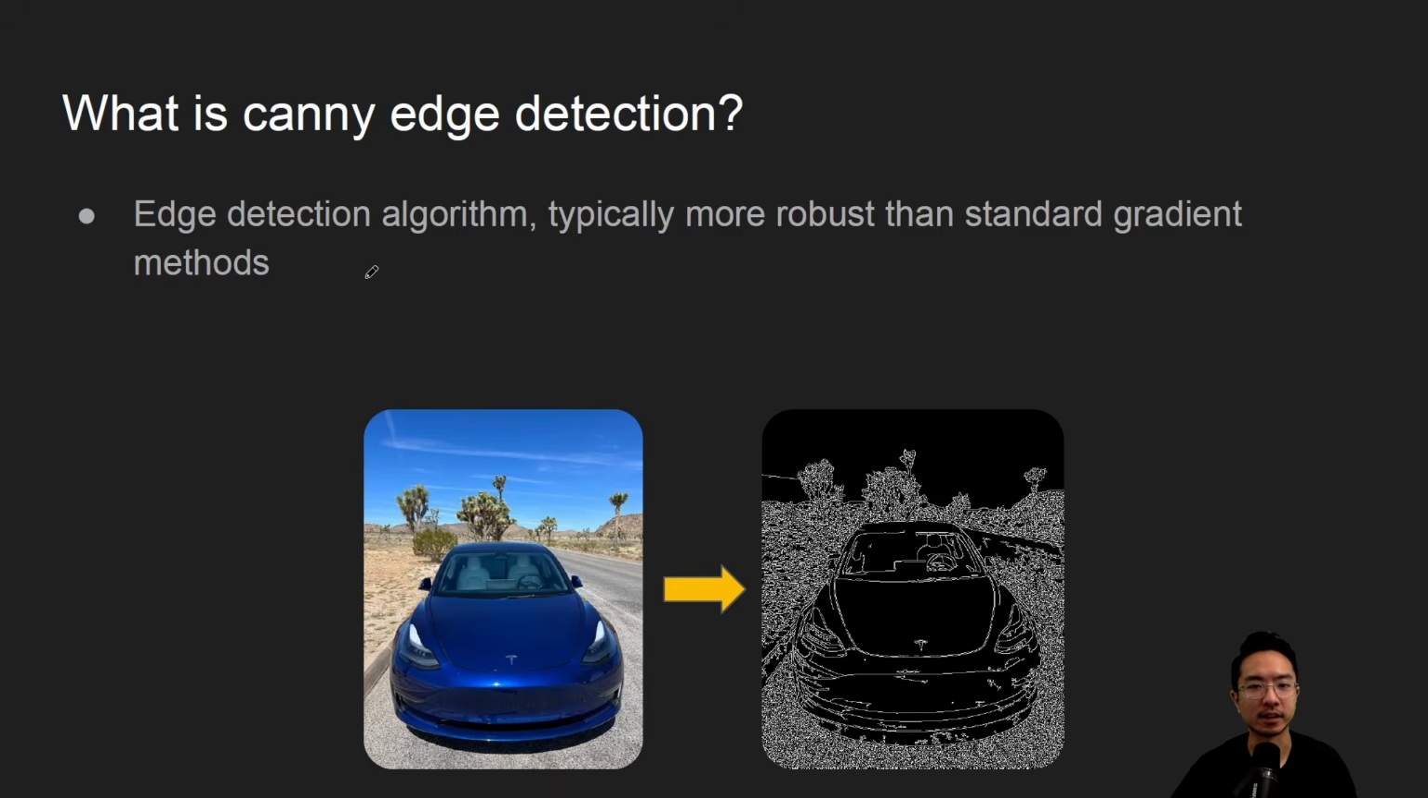Okay, so what is Canny edge detection? It's an algorithm that's typically more robust than standard gradient methods.